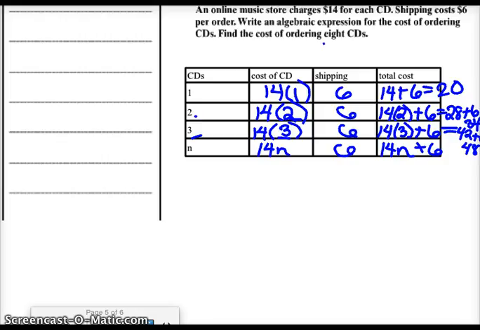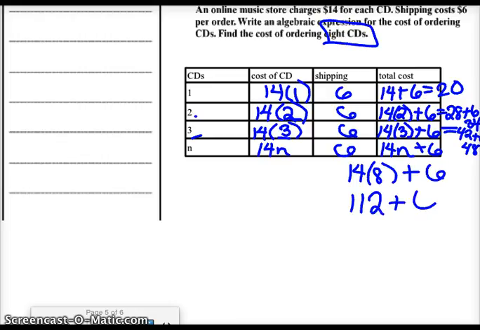And now we have to evaluate the expression we made with 8 CDs. What would that be? 112? For a grand total of $118 in CDs. I sure hope you like the music you got.